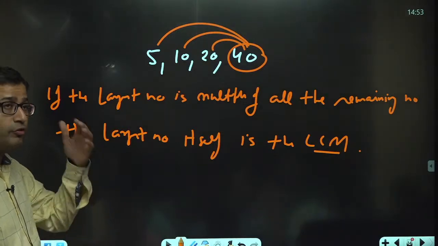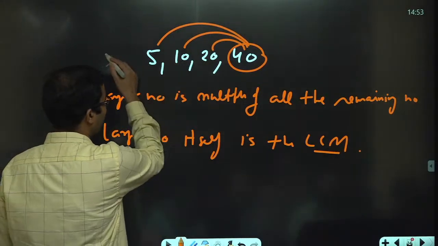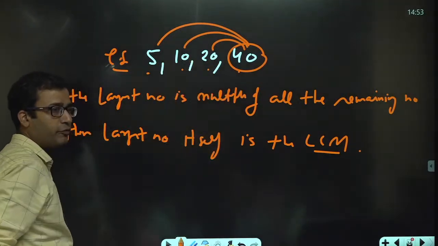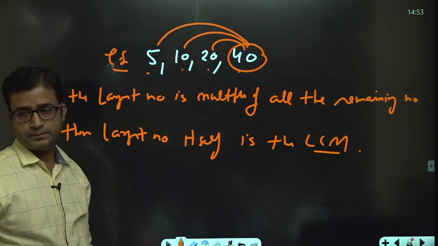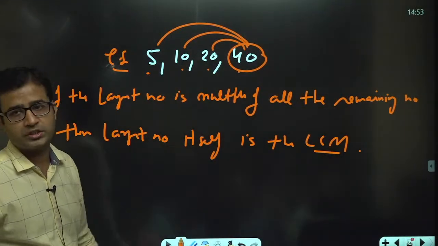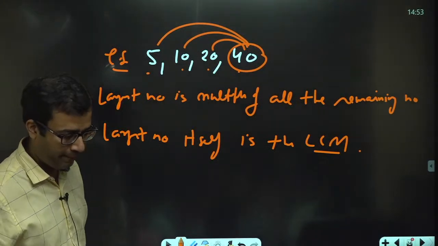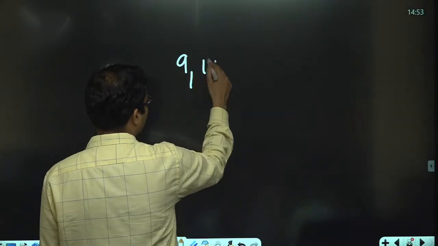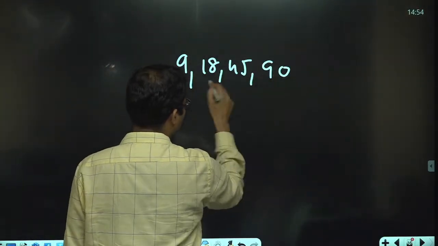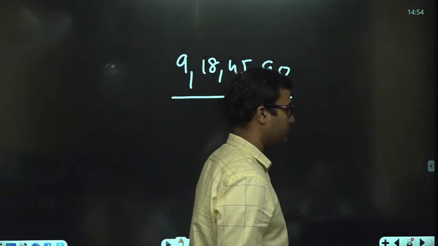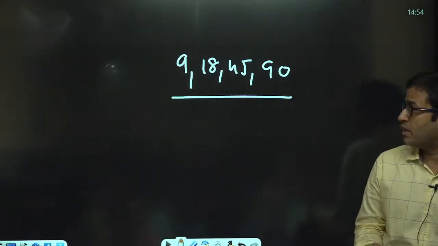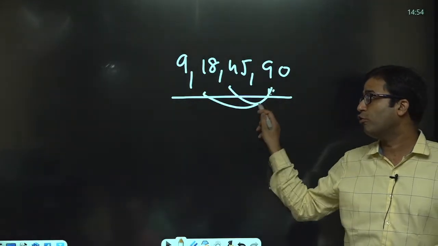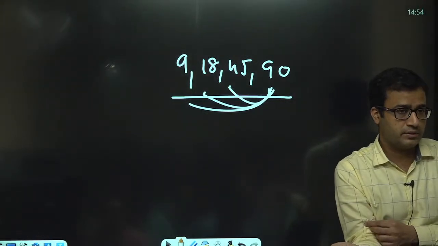Write an example so that if you revise later, you will come to know. For example 5, 10, 20, 40. Since 40 is the multiple of the remaining numbers, 40 is the LCM. Here LCM is 40, no calculation required. Nine, 18, 45, 90. What is the LCM of 9, 18, 45, 90? 90. Because 90 is the multiple of all the remaining numbers, so 90 is the LCM.